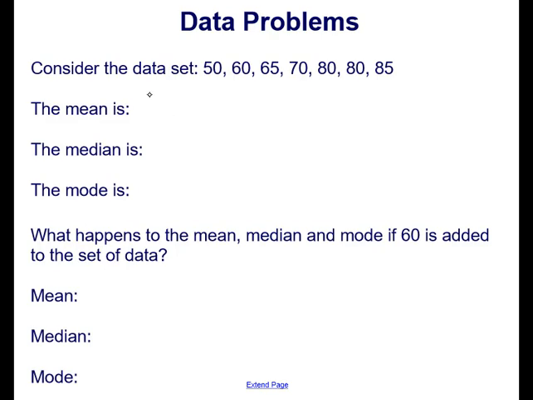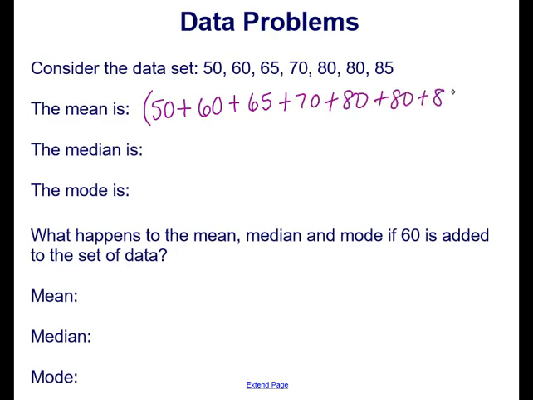So the mean would be the sum of all of our values, so 50 plus 60 plus 65 plus 70 plus 80 plus 80 plus 85, and then divided by 1, 2, 3, 4, 5, 6, 7, the amount of data points we have. So that would be 490 divided by 7, which would give us a mean of 70.